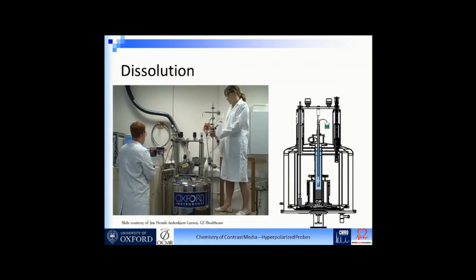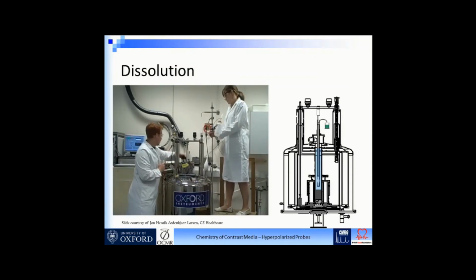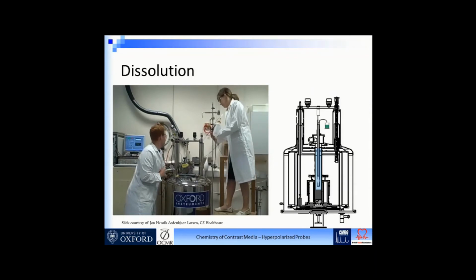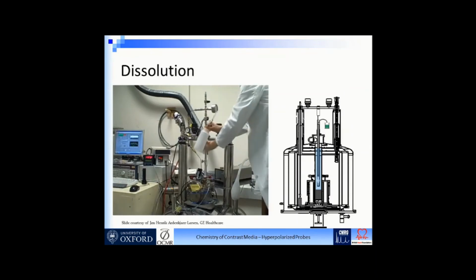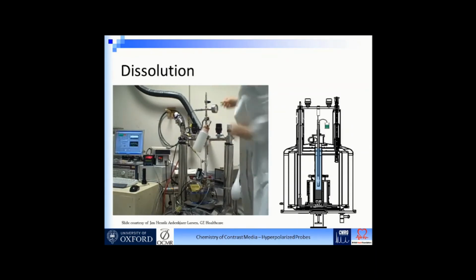So the sample's been polarizing. We've got our solvent in the top area of the dissolution stick here. The sample space is being pressurized. It's being brought back up to atmospheric pressure. That's the longest bit. We raise the sample up, lock it in place, dock the dissolution stick, drop it down, open the valve, and it's melted very, very rapidly.